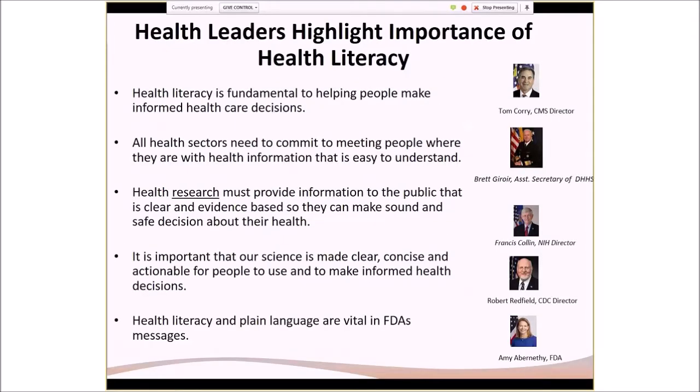Recently, leaders in federal health agencies, from CMS to DHHS, NIH, CDC, and FDA, have all commented on health literacy. For informed consent and for anything else in healthcare, you must be able to get the information and understand it to make an informed health decision. As the director of HHS said, you have to meet people where they are, not necessarily where we are. And research, according to Francis Collins, the NIH director, must provide information to the public that's clear and evidence-based so they can make sound and safe decisions about their health.